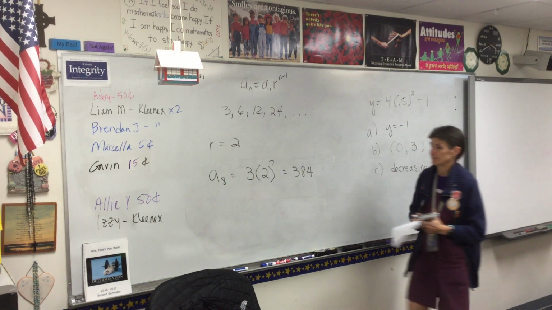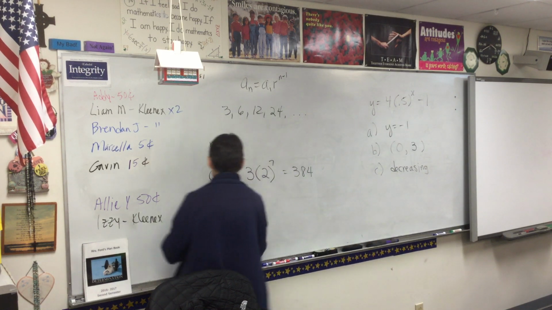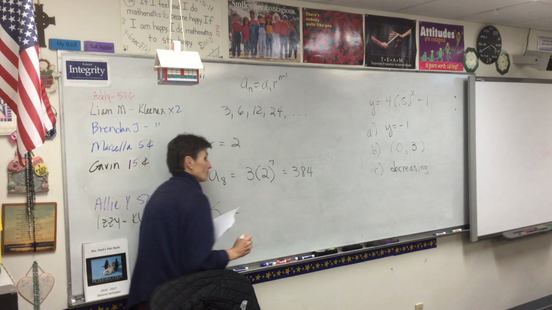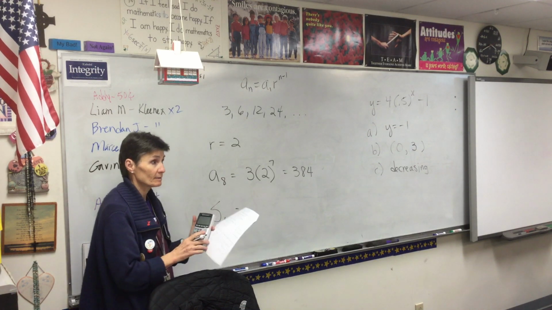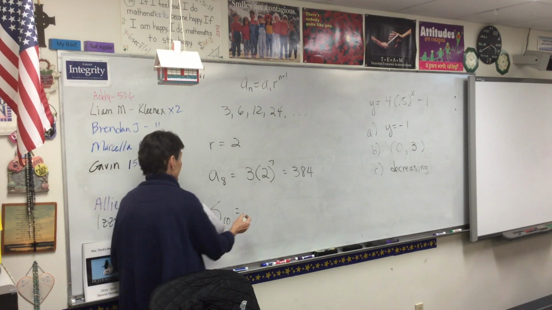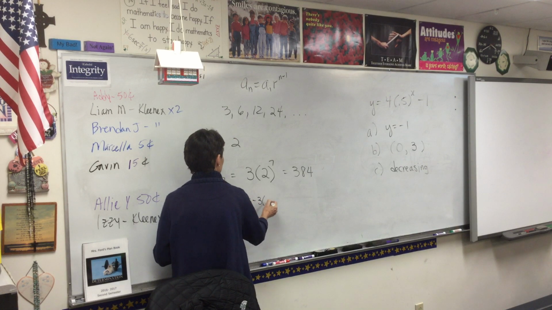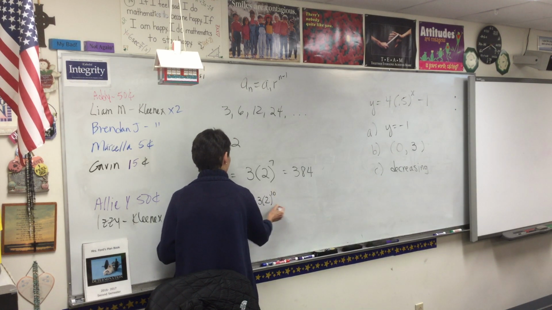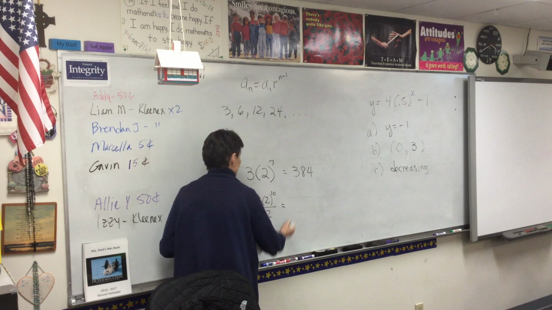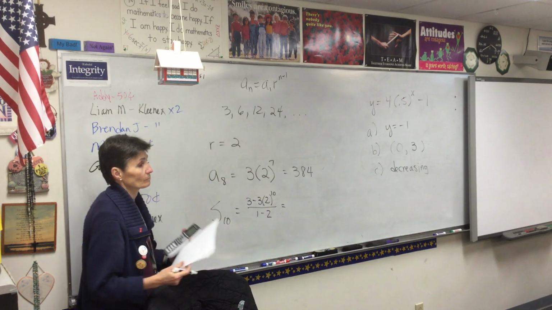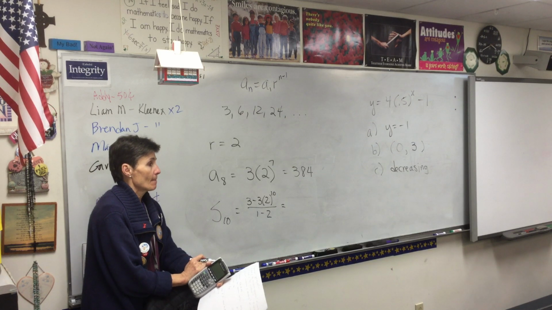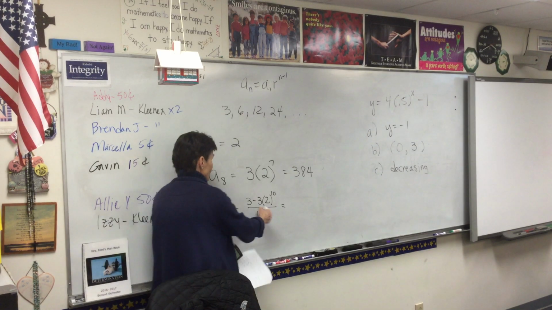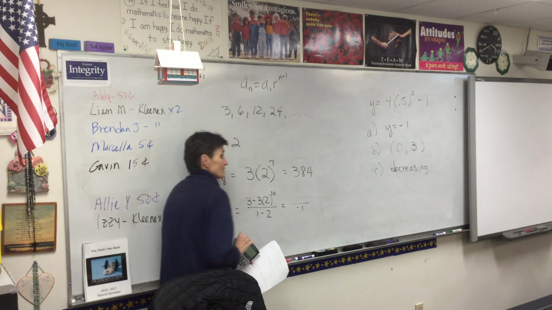S sub 10. Well, big S is a clue. You got a formula for that. So the formula says first term minus first term times ratio to the 10th over 1 minus the ratio. I just copied that straight off my note card. Always do the denominator separately, please.